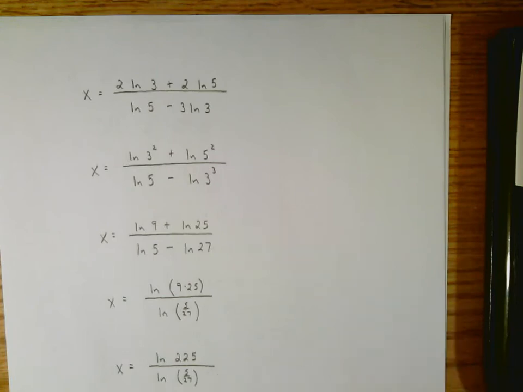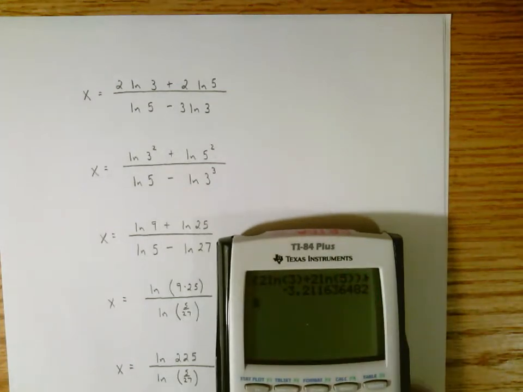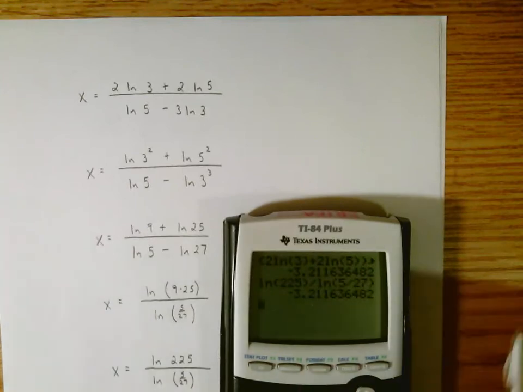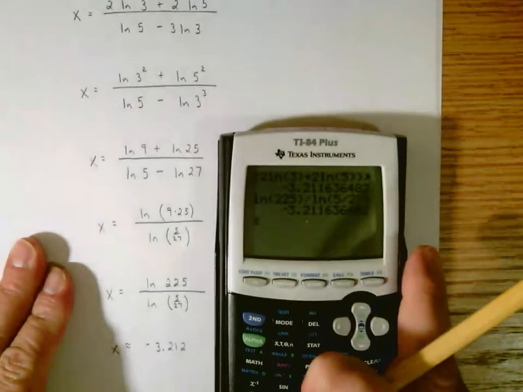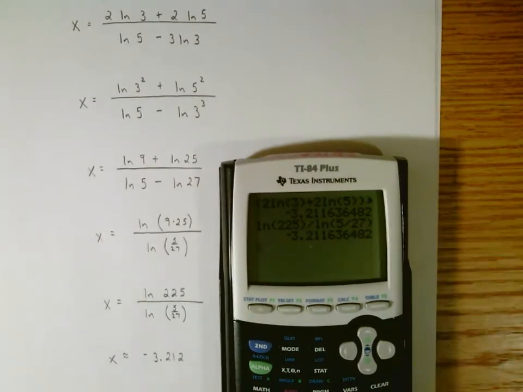Obviously this is a little bit cleaner. If we wanted to see that on our graphing calculator, we could evaluate the natural log of 225 divided by the natural log of 5/27, and we can see we have the same approximate solution either way there. There you can see the whole thing at once on the screen for the graphing calculator and written here algebraically.